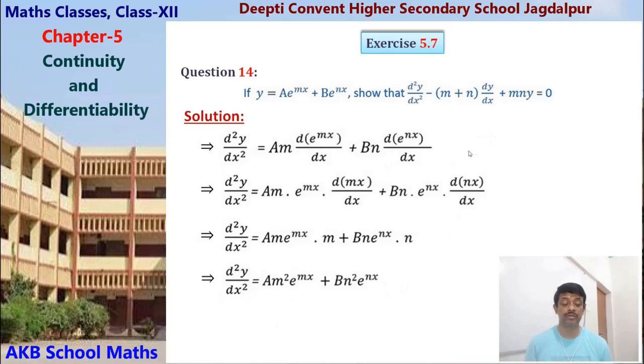So we have already found dy by dx and d2y by dx square, and y is also given. So put these three values in the left hand side.